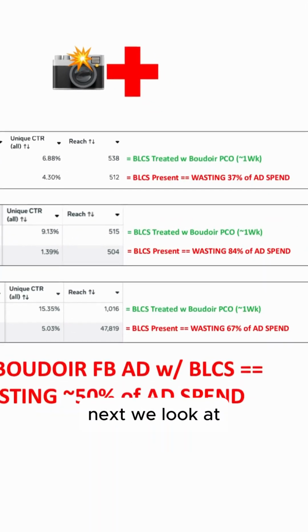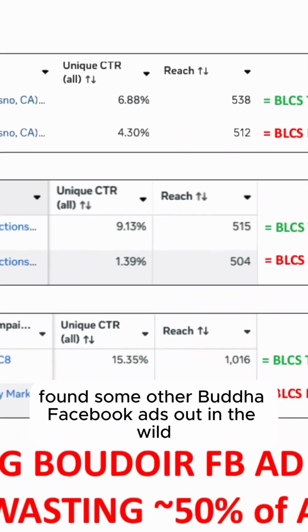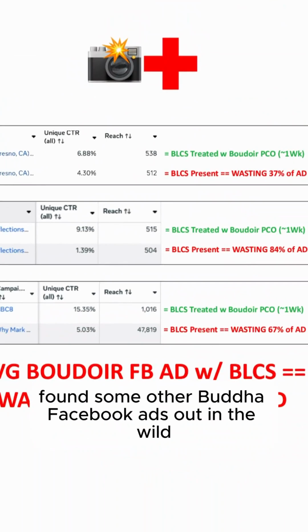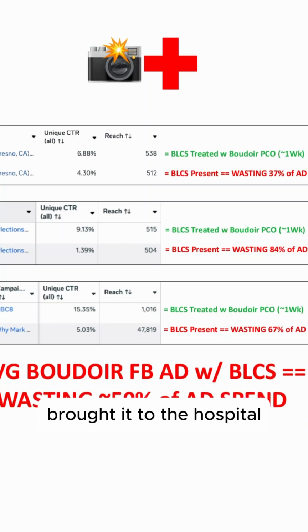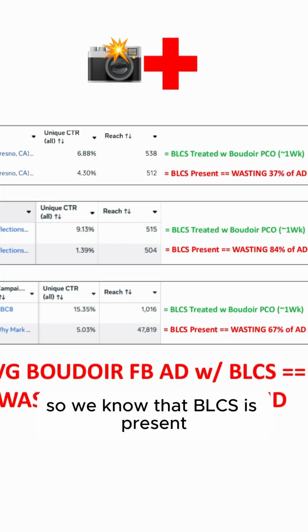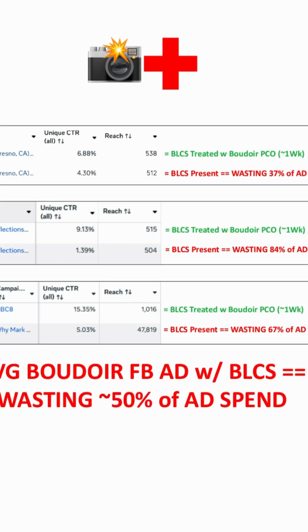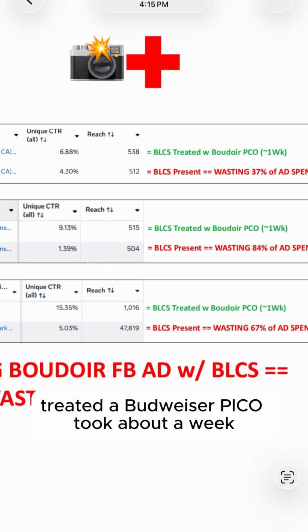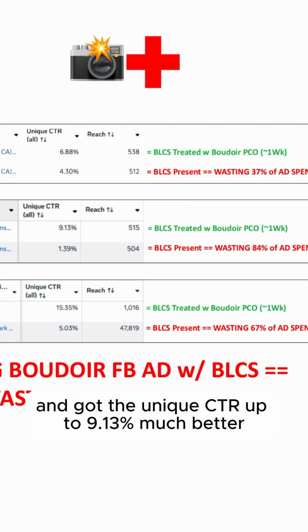All right, next, we look at the second part of my residency, where I went out there and found some other Boudoir Facebook ads out in the wild. I found the second one, brought it to the hospital, treated it, and found its unique CTR was 1.39%. Okay, so we know that BLCS is present because the unique CTR is under 6%. So I duplicated it, treated it with Boudoir Pico, took about a week, and got the unique CTR up to 9.13%, much better.